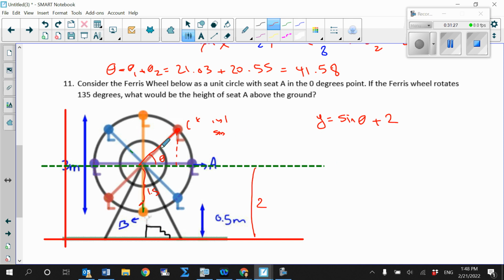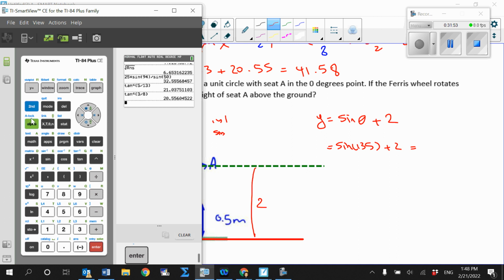Now, the question is asking what is the height of this point if it's making 135 degrees? Let's say 135 is almost here at this point. Then what is the height? All I need to do is replace the 135 in this equation. Sine of 135 plus 2. You can use your calculator. What is sine of 135 plus 2? It's equal to 2.70.